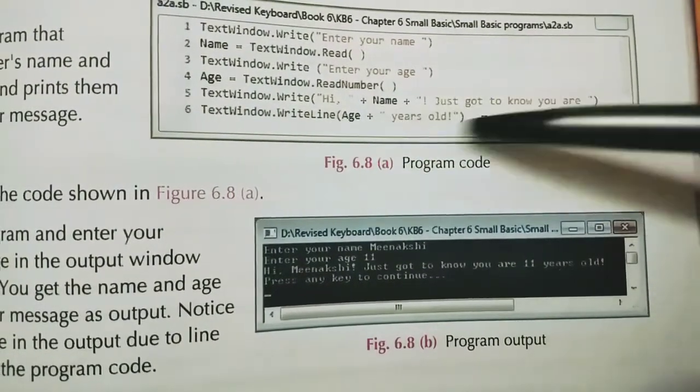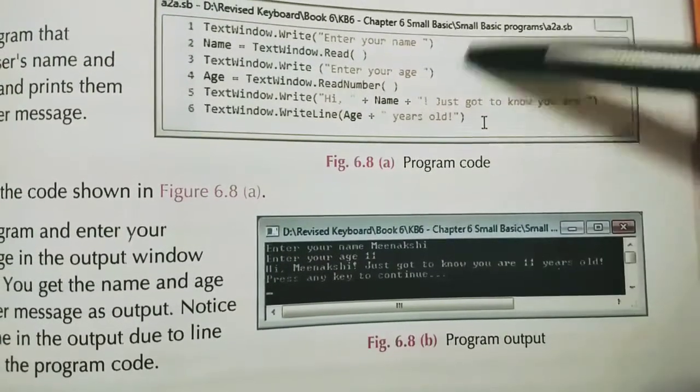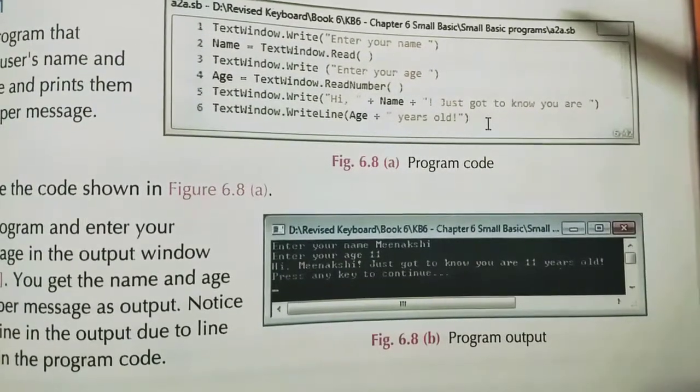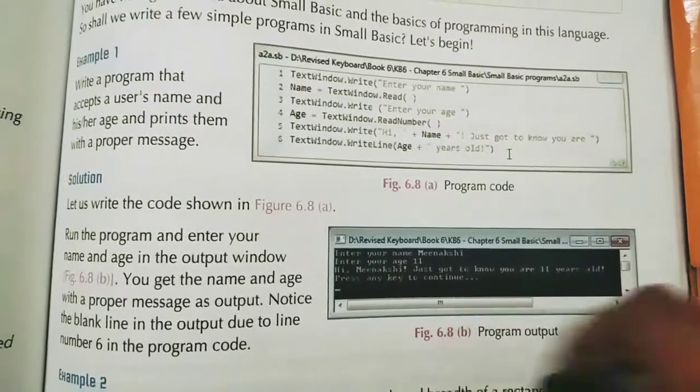So this whole line will be printed in one line. Like this, so this is the output of this code. After that you can press any key, and it will go out of the output screen. Understood? So in this way the code is written.